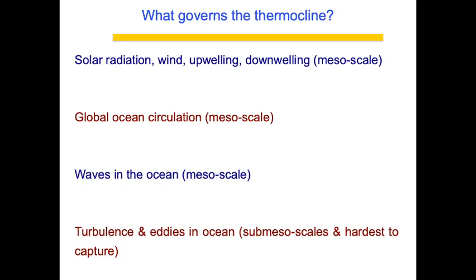Waves in the ocean, like Rossby waves and Kelvin waves, also govern the thermocline. So these are the mesoscale systems that govern the thermocline. And on a submesoscale, which are hardest to capture, those are the turbulence and eddies in the ocean that govern the movement of the thermocline.